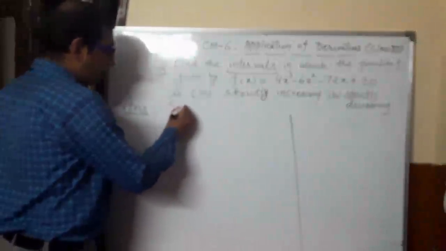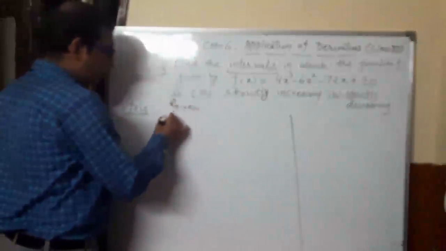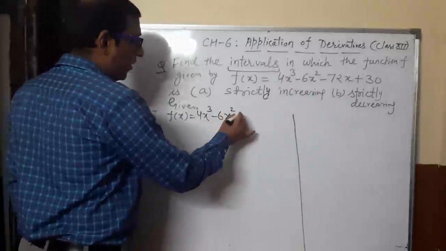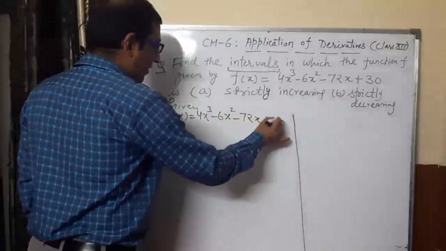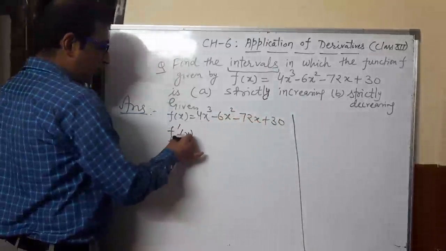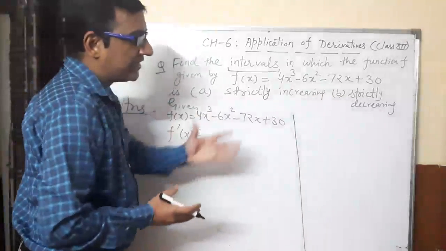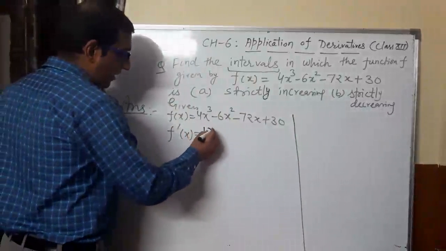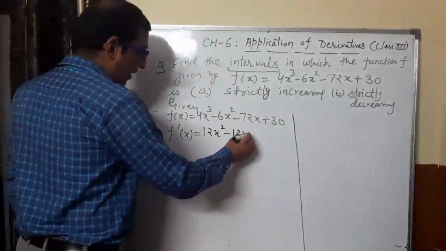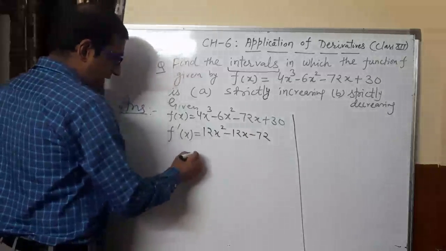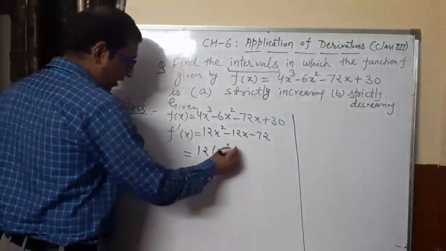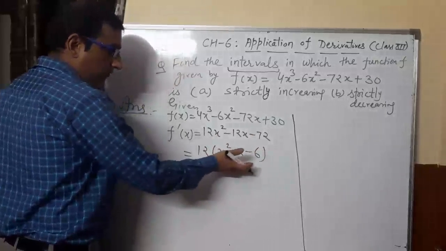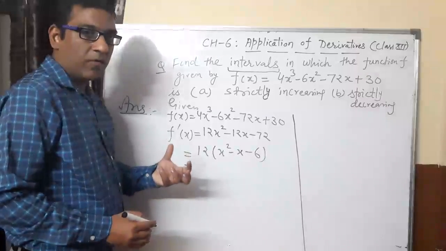So first we will write the given f(x) equals 4x cube minus 6x square minus 72x plus 30. First we will calculate the differentiation, because strictly increasing and strictly decreasing are both related to the derivative. When we solve it, we get 12x square minus 12x minus 72, and here we take 12 common. So x square minus x minus 6, which is a quadratic expression. We will go with the factors first, using the concept of splitting the middle term.